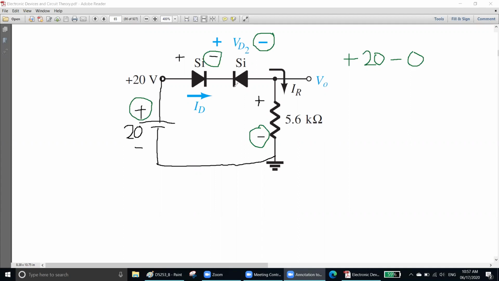So since there is no current in the whole circuit, this silicon will not take any voltage. Remember, this silicon will not take any voltage, so the voltage will be 0. What about this voltage, VD2? We do not know yet, because that is reverse biased. So let's write minus VD2, because we are choosing the second sign, minus VD2.